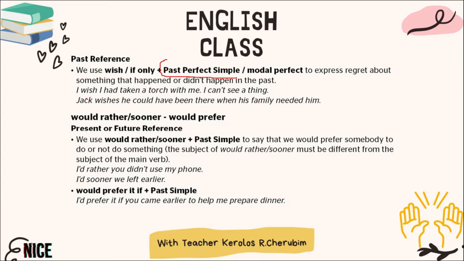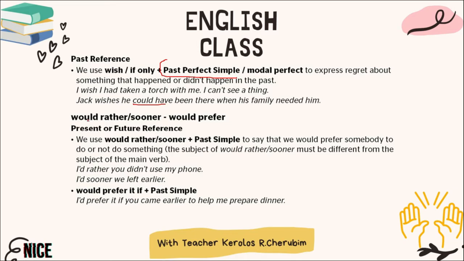Okay? I wish I had taken a torch with me. I can't see anything. That means both of them happened in the past, the real situation and the wish. Jack wishes he could have been here. That's the modal perfect, could have been.